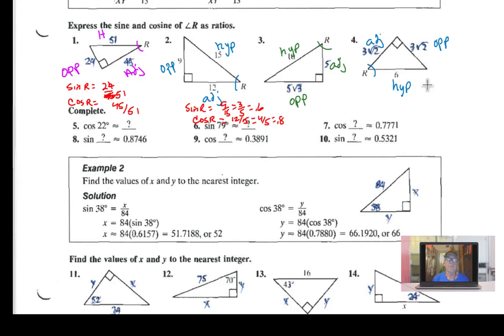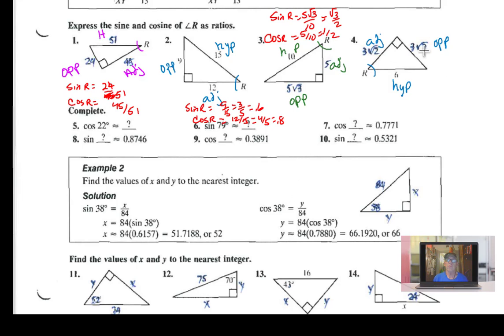Let's look at number 3. The hypotenuse was... Can't read the hypotenuse. Let me see. Well, hypotenuse is 10. Okay, so sine of r, we have opposite, which is 5√3 over 10. So 5 comes out of the top and the bottom, √3 over 2. Cosine of r is adjacent to the r, which is 5 over 10, which is 1/2.